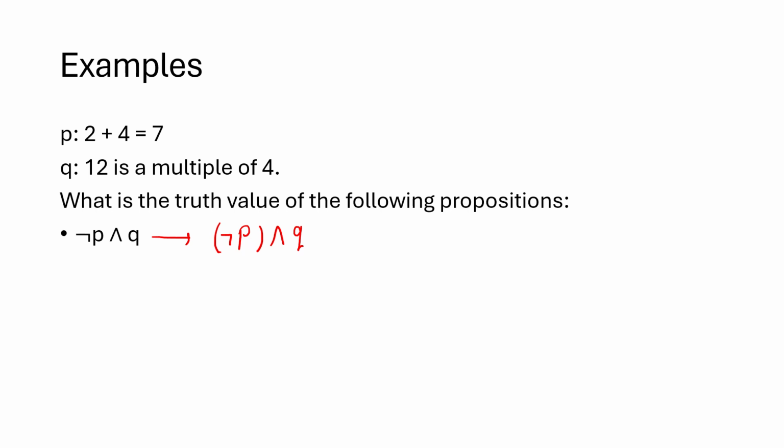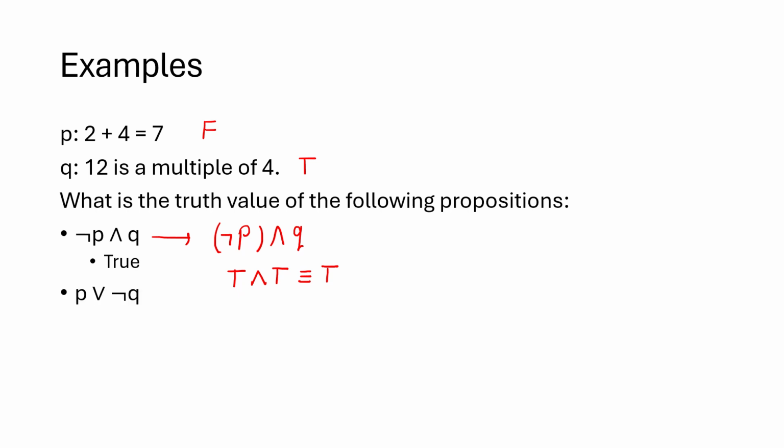Okay? Now, to be able to evaluate this, we need to know the truth value of P and Q. P says 2 plus 4 equals 7. Obviously, that's false. Q says 12 is a multiple of 4, which is true. Okay? So if we substitute here, P is false, so its negation is going to be true, and Q is also true. And based on the truth table for conjunction, true and true is true. So that's the first one.